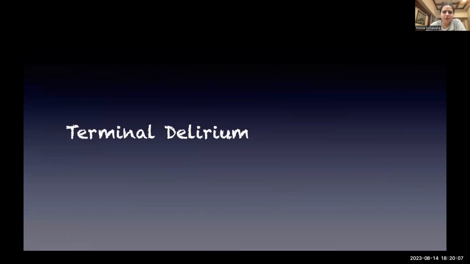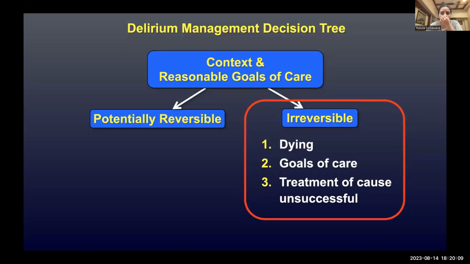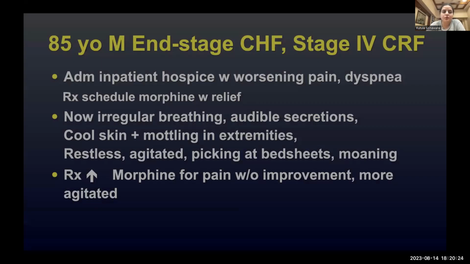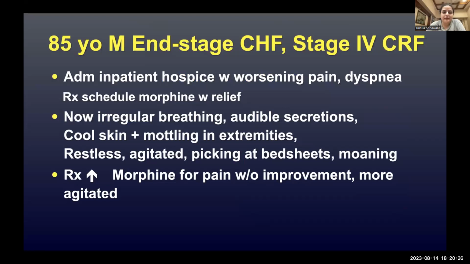Then coming to terminal delirium. If it is irreversible, as I said, the patient is either dying, the treatment is unsuccessful, or the goals of care of the patient and the family relatives are fixed, then it is an irreversible cause. So basically, this is just an example case for delirium.